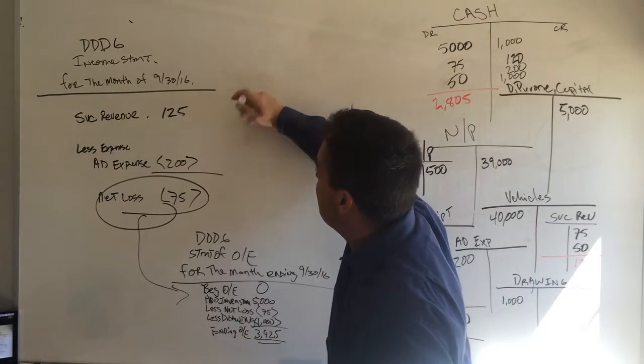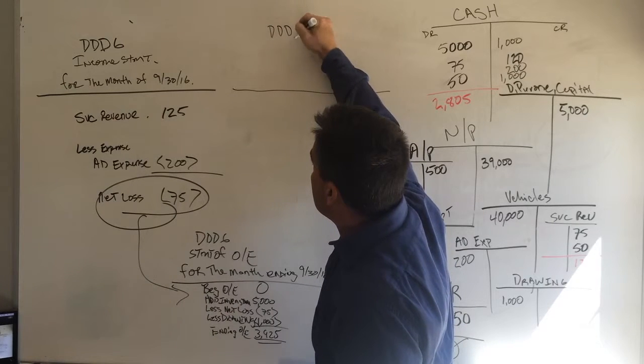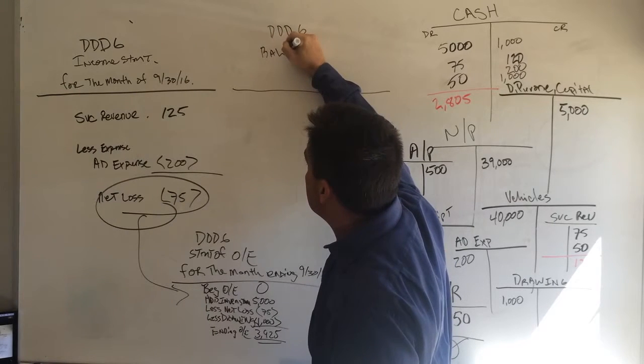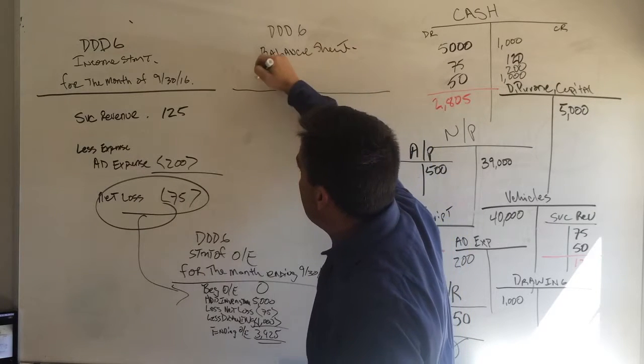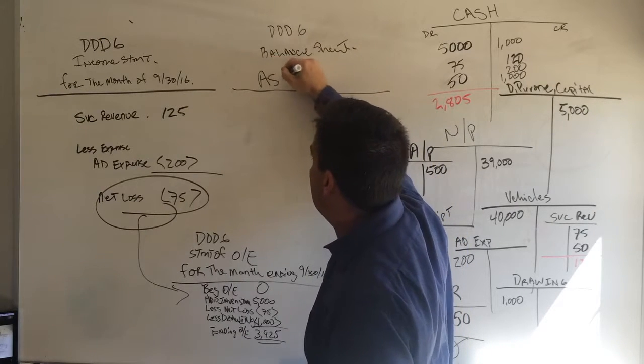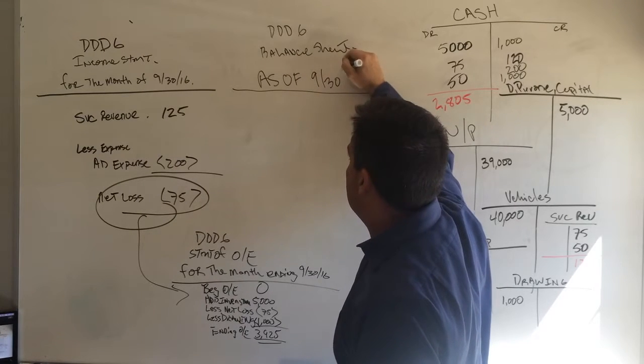The balance sheet starts off with the title: name of the business, balance sheet, and this is an as-of date, the last day of the period.